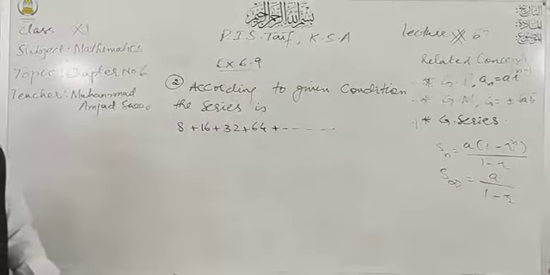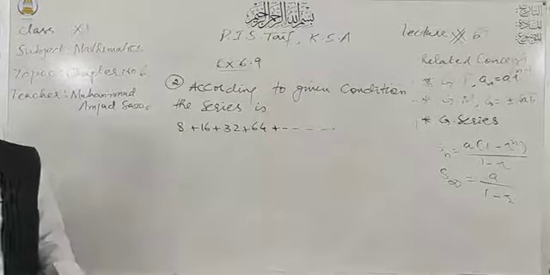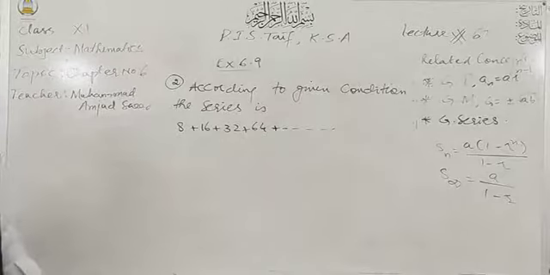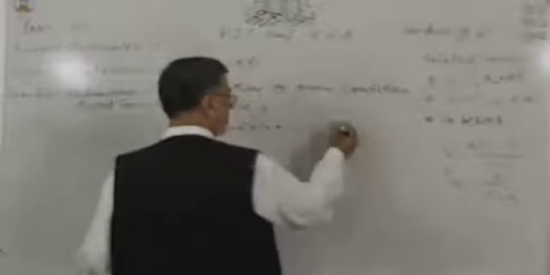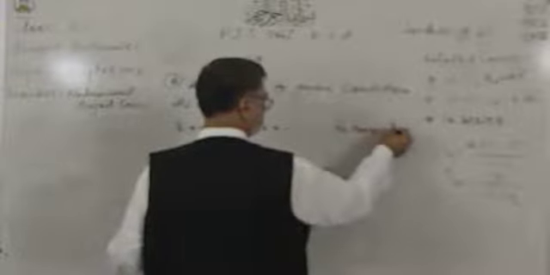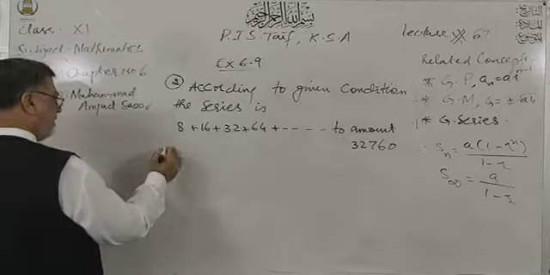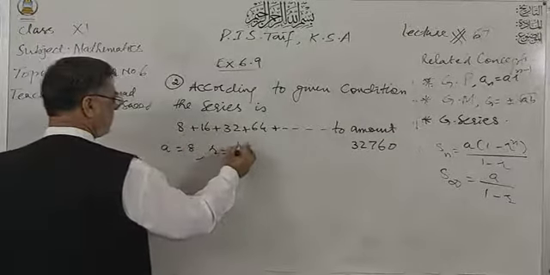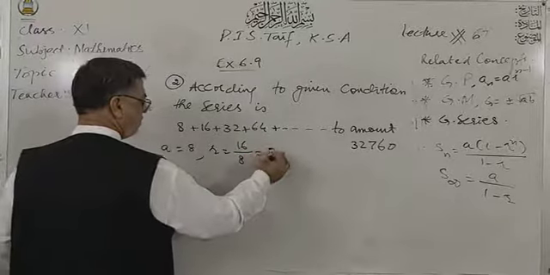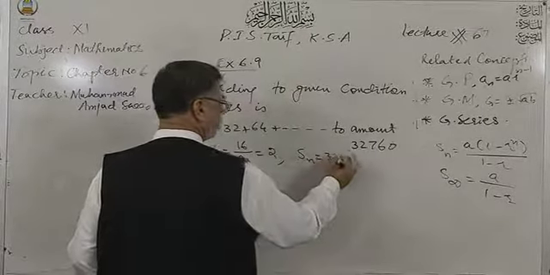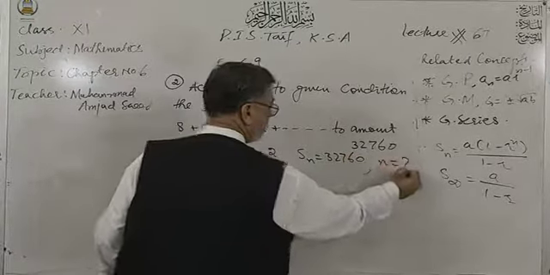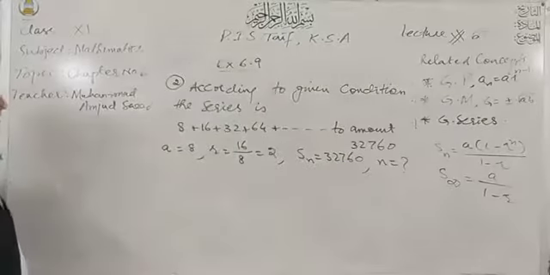The question is about the total amount. The total amount is 32760. Remember that here a is equal to 8, r is equal to second over first, 2, Sn is given, 32760, but n is unknown. We do not have n.